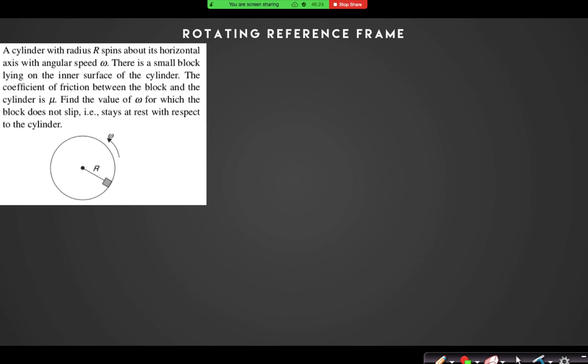A cylinder with radius r spins about its horizontal axis with angular speed omega. There is a small block lying on the inner surface of the cylinder. The coefficient of friction between the block and the cylinder is mu. Find the value of omega for which the block does not slip, stays at rest with respect to the cylinder. That means I have to find actually the minimum value of omega.